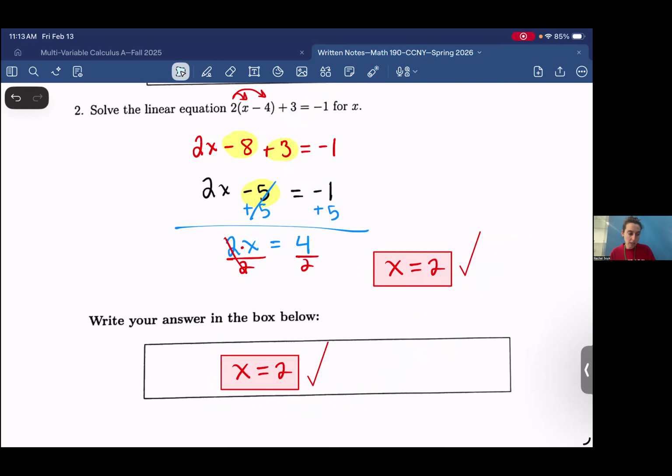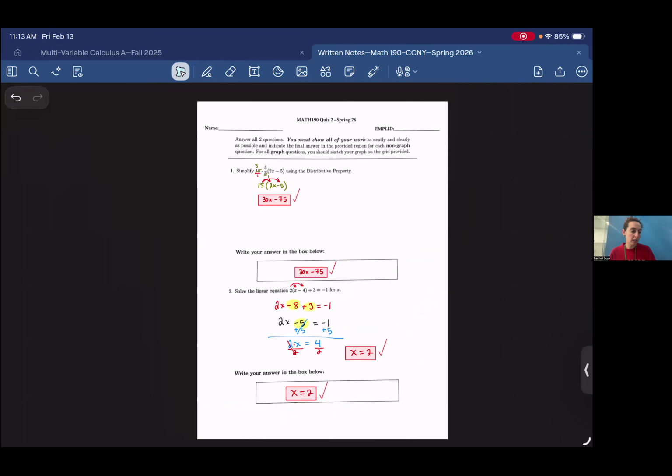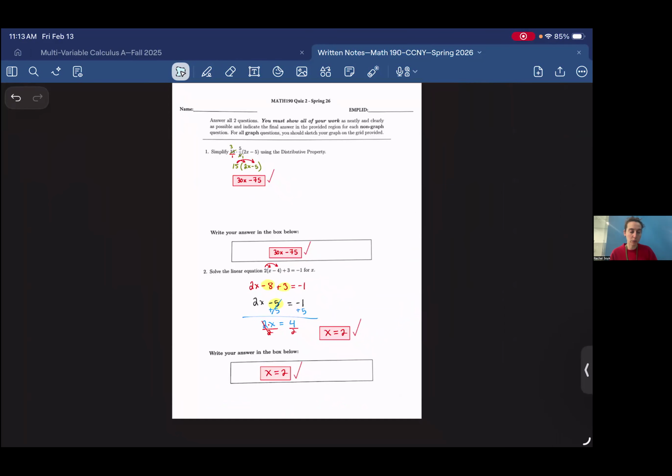So yeah, this completes our question 2, and then the entirety of our quiz 2.